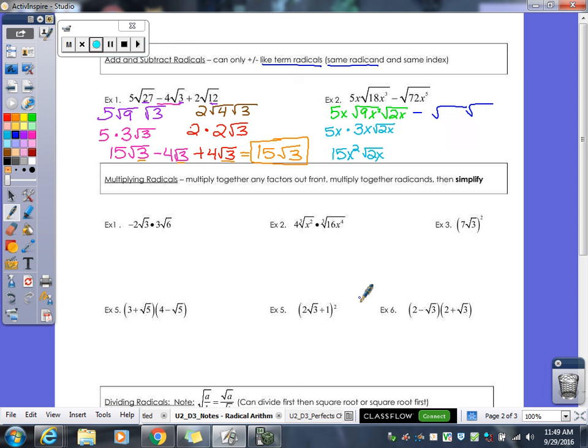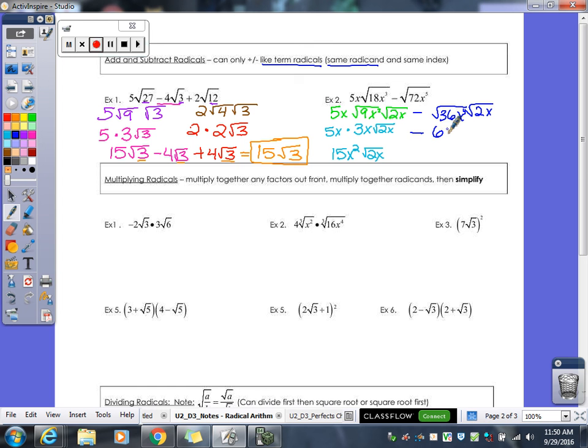So 72 and then x to the 5th. Again, 72, I like to use this one over and over again to make sure it drills into your head which one we use for 72. What's our largest perfect square? 36. 36 and 2. So then we have an x to the 5th. So we're going to put x to the what power in the first radical? 4th, yep. X to the 4th and then x to the 1st.